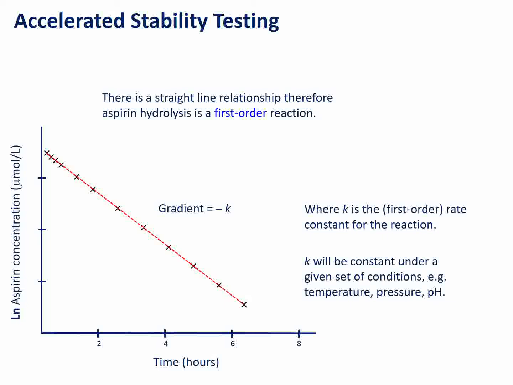Now it's sometimes a little bit tricky here, and people do tend to make mistakes when they're looking at this. Because that red line is going down, we're actually going to get a gradient which is negative. So if the gradient equals negative k, then what that tells you is k is actually going to be a positive value. k will be constant under a given set of conditions, for example temperature, pressure, pH. So if we were to look at aspirin hydrolysis at a different temperature, perhaps a higher temperature, then that rate constant would change.